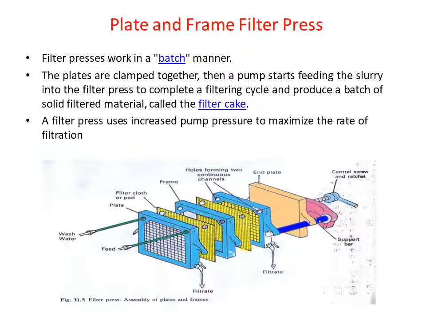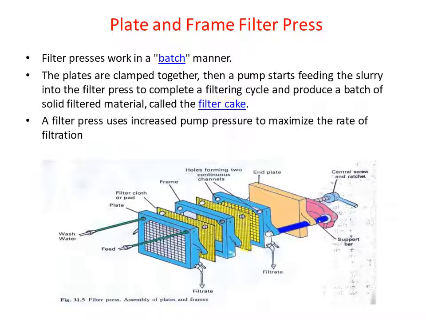Plate and frame filter press. Please see the figure. The figure has end plate, frame, plate, washing liquid line, feed liquid line, filtrate outlet line, support bar, and center screw for tightening the plate and frame.